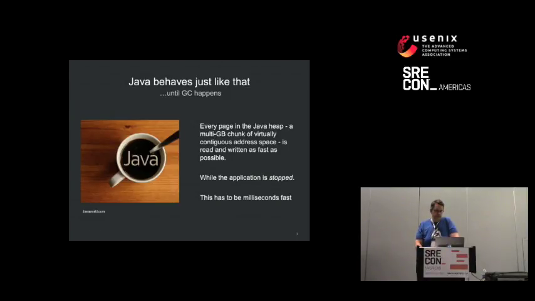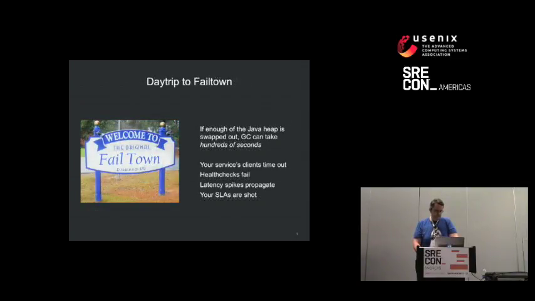So this process of garbage collection needs to be fast, as in milliseconds fast, as in single digits of milliseconds fast if possible. However, if a large chunk of your Java heap has been swapped out to disk, a GC can take hundreds of seconds, while I remind you that your service's clients are not talking to you, they are waiting for your responses, they are timing out, your health checks are failing, your instance has been kicked out of the cluster, latency spikes are propagating through the entire application, your SLAs are shot, basically an enormous day trip to Failtown.